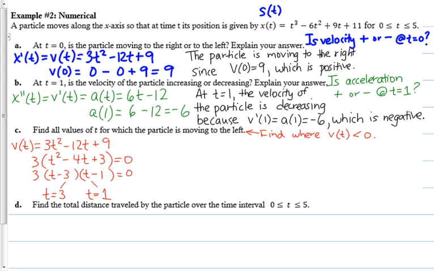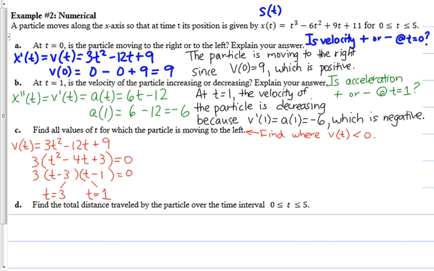So now basically what I'm going to do, and there's a reason why this example is numerical, I'm going to make myself a little table of the values where my function, my velocity function, not the position, might change signs, where it could possibly turn into negative.